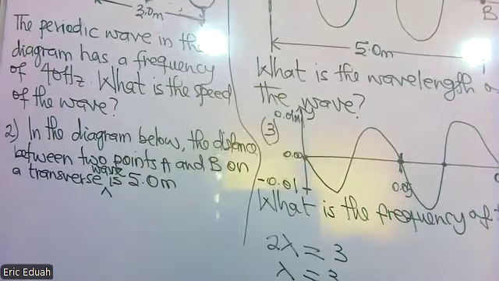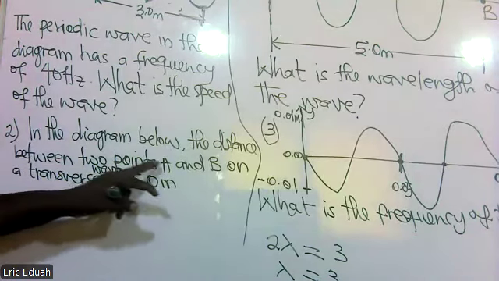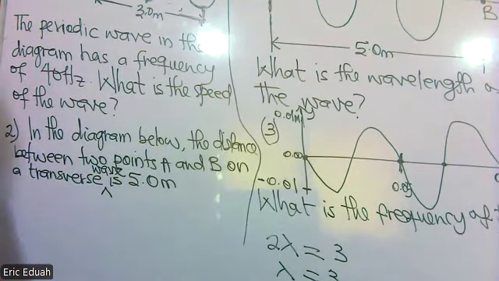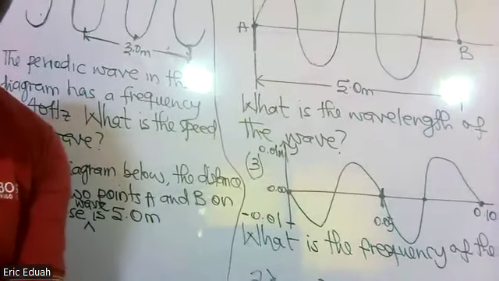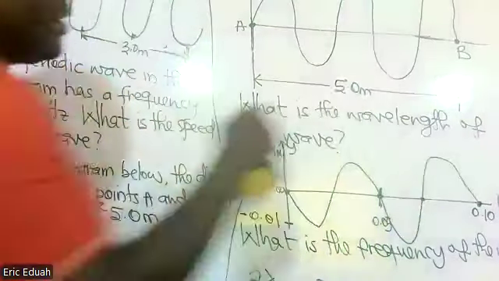Okay, are we through? What are we supposed to find in question 2? Question 2 says that in a diagram below, the distance between 2 points A and B on a transverse wave is 5. What is the wavelength of the wave?